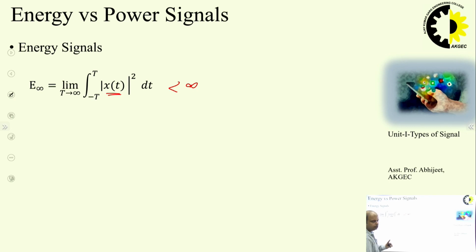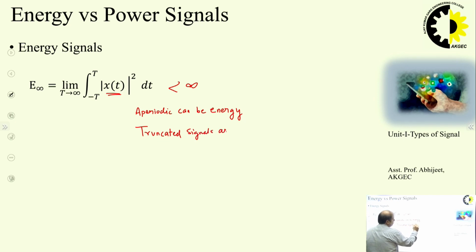If E infinity tends to infinity, then we calculate the power of the signal. It is possible that aperiodic signals are energy signals, and periodic signals can be not energy signals, I beg your pardon, can be energy signals. For sure, truncated signals are always energy signals, discrete or continuous. So this will be the formulation. We'll see and apply how to evaluate.